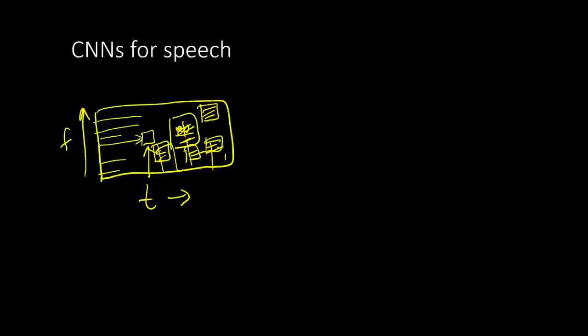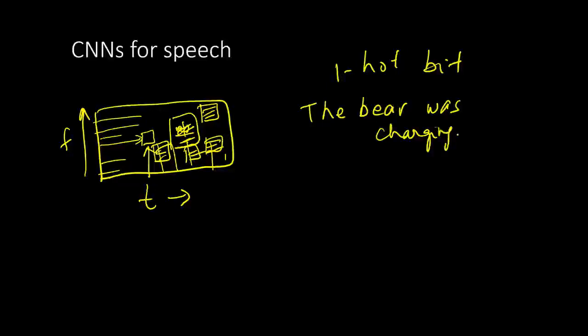I'll take one more example of CNNs being applied to text. If you have a text, the way to encode text is again using one hot bit encoding, but it's slightly cumbersome to encode it as one hot bit. So what is text basically? For example, "The bear was charging." So this sentence has 4 words, and you can have text with various lengths of words.